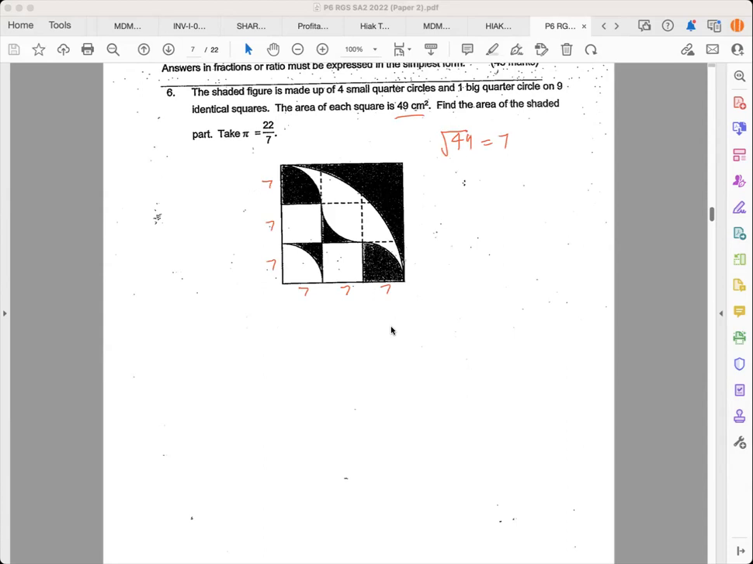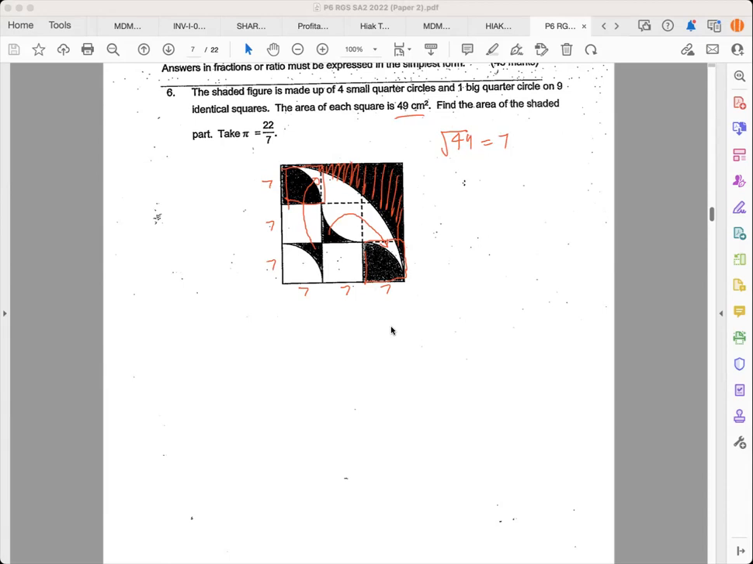Now, to find the area of the shaded part, we can do cut and paste. You will notice that if I move this shaded boomerang and put it here, I get a square. Similarly, if I move this shaded boomerang and put it here, I also get another square. So the area of the shaded part is made out of 2 squares and a large boomerang.